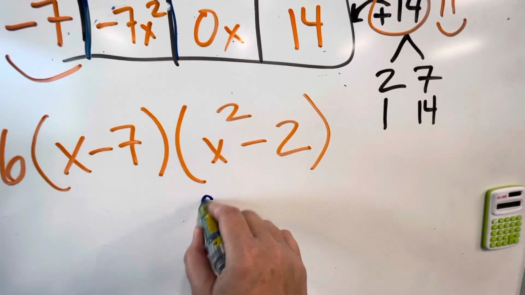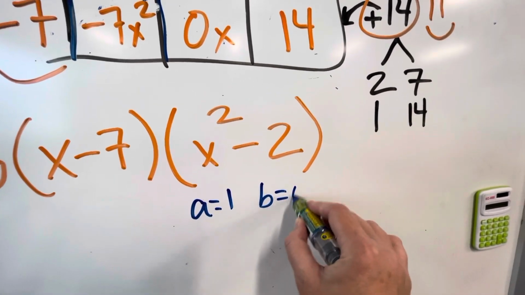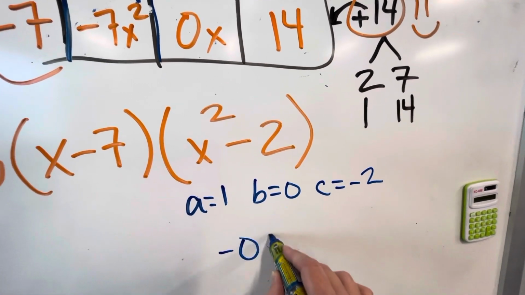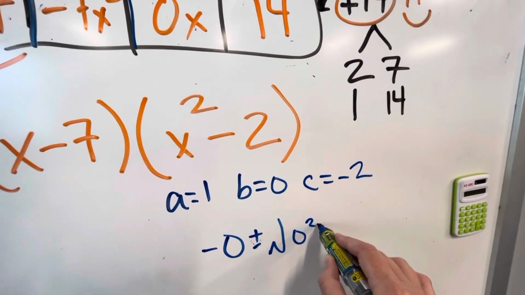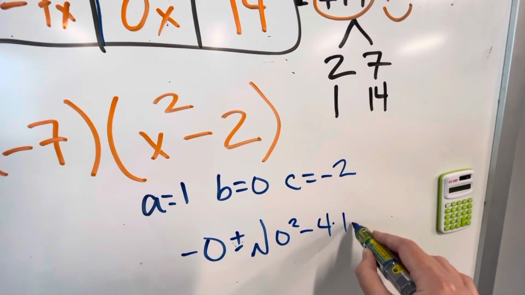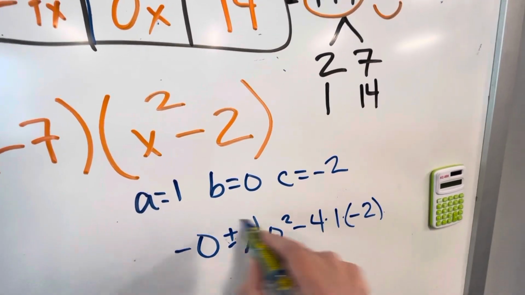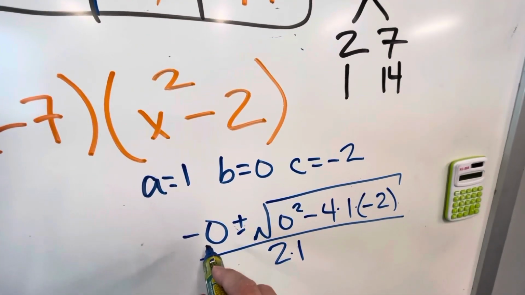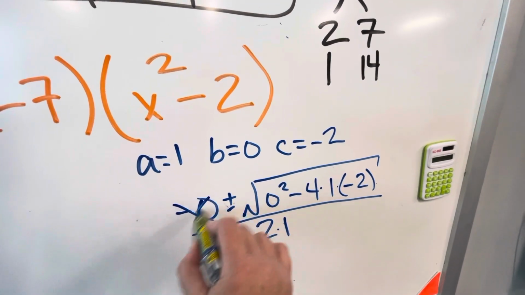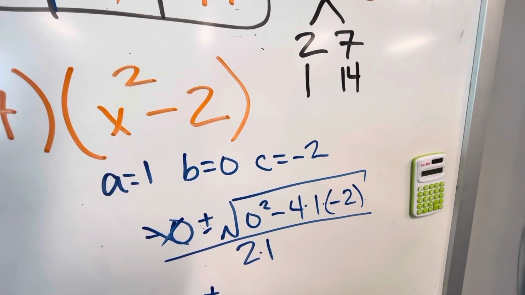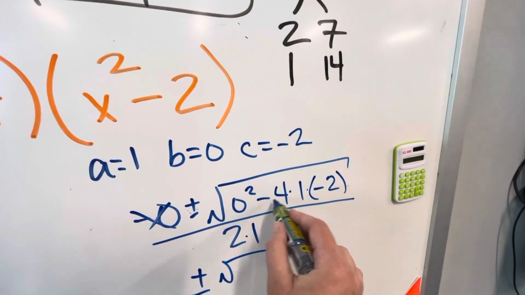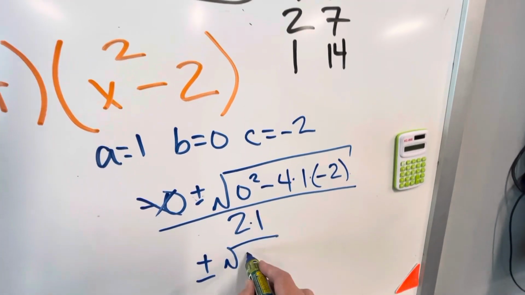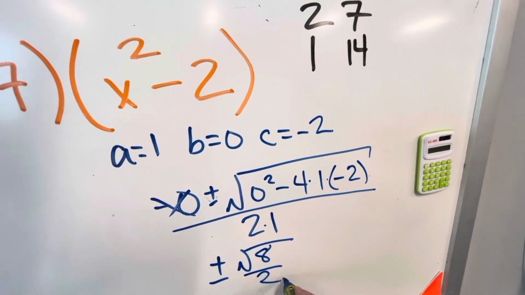So I can say A equals 1, B equals 0, and C equals negative 2. So the opposite of B, plus or minus the square root of B squared minus 4 times A times C, all over 2 times A. Well, the 0 term can just go away, right? It disappears. So I have plus or minus the square root of, now the minus 4 and the negative 2 together make a positive 8, all over 2.